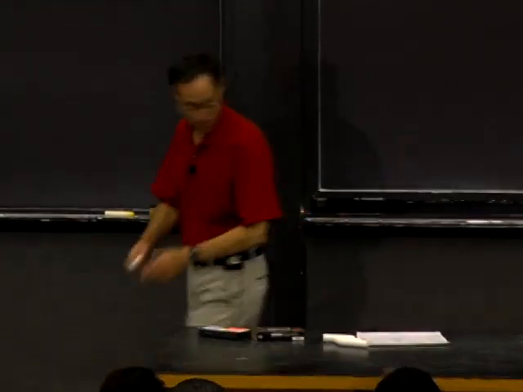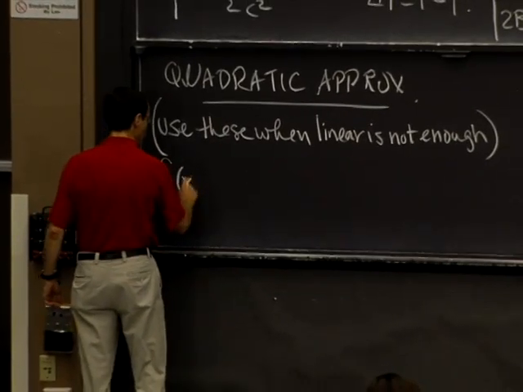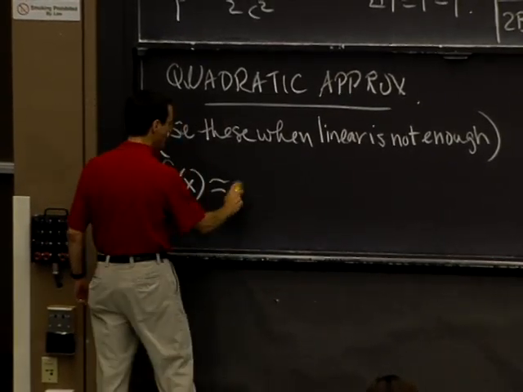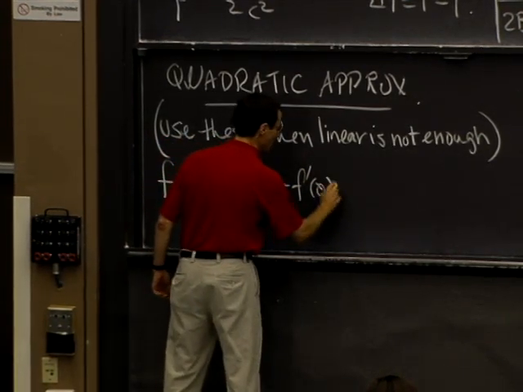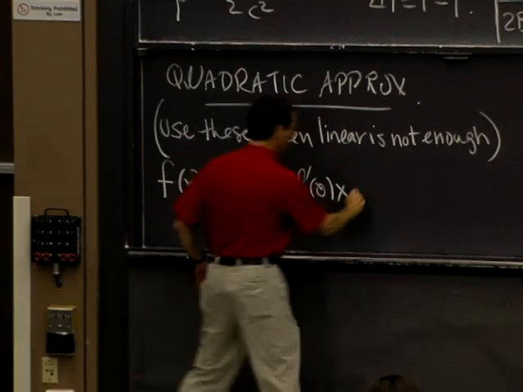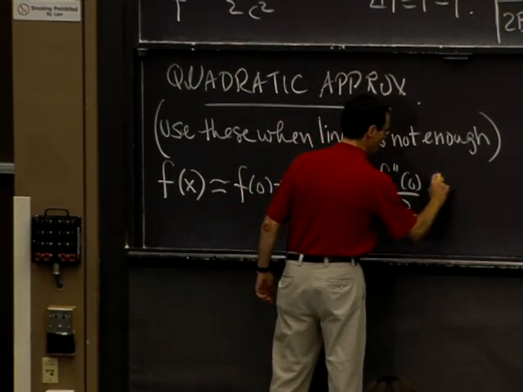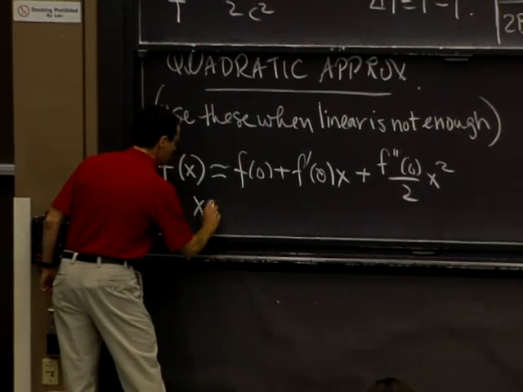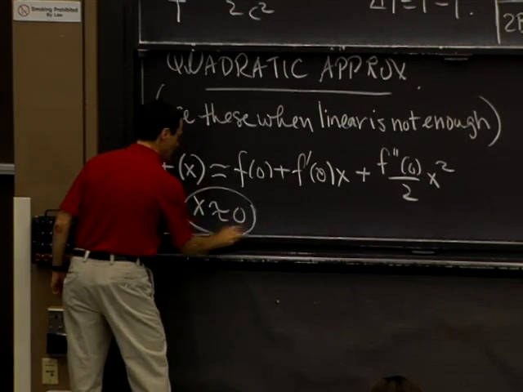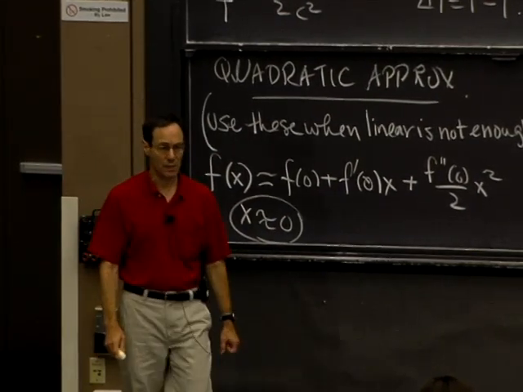All right, so the basic formula here, and I'm going to take the base point to be 0, is that f of x is approximately f of 0 plus f prime of 0 times x. That's the linear part, plus this extra term, which is f double prime of 0 divided by 2, x squared. And this is supposed to work for x near 0. Okay? So I've chosen the base point as simply as possible.